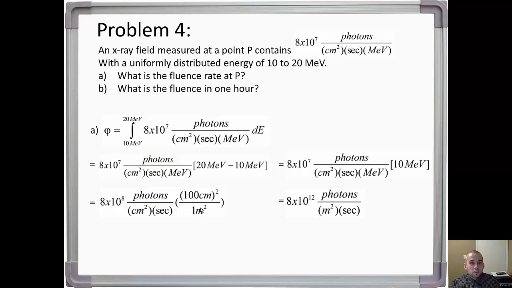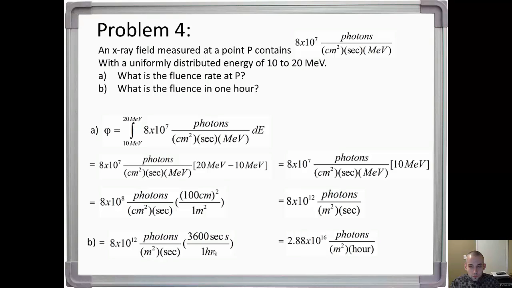Okay, now what is the fluence in 1 hour? So it's just a unit analysis. We're going to go ahead and convert the seconds to hours. The answer is 2.88 times 10 to the 16 photons, meters to the negative 2 per hour.